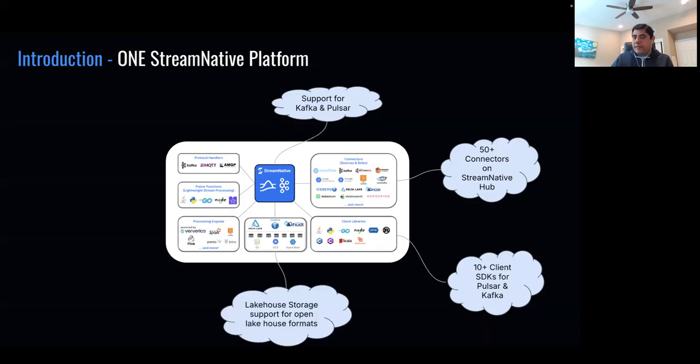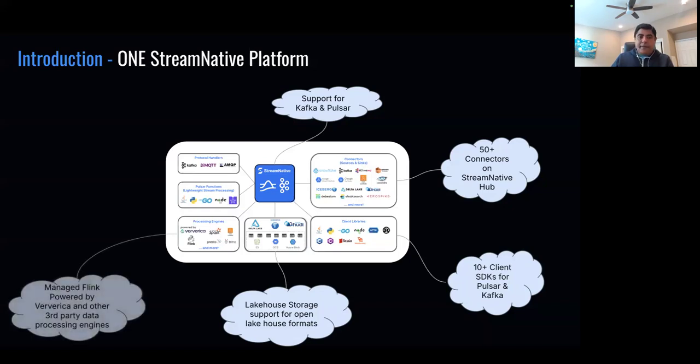Lakehouse storage support has been there. I think we rolled this out way back in 2023 as a private preview. This year, we'll launch this as a public preview. And I think we natively support the ability to offload your data in some of these open lakehouse formats like Delta Lake and Iceberg. So we're pretty excited about that vision, which we're working on, right?